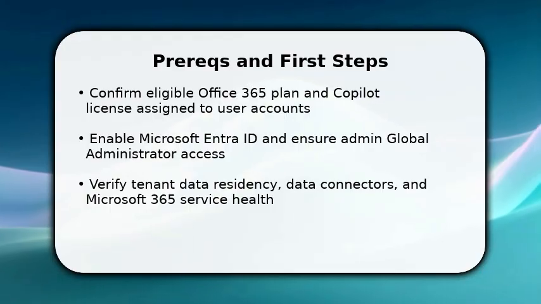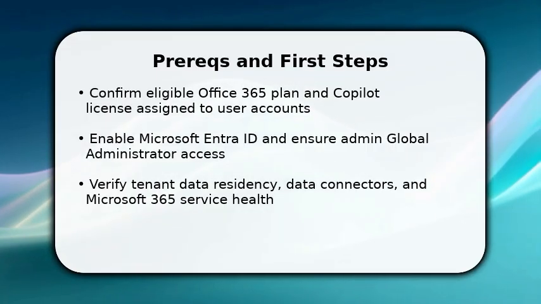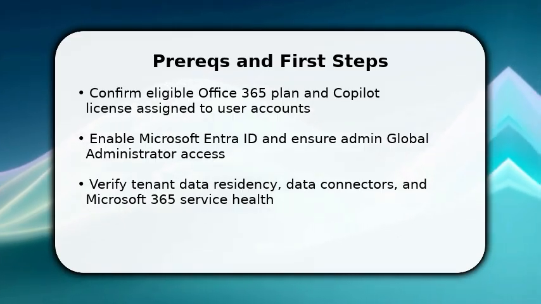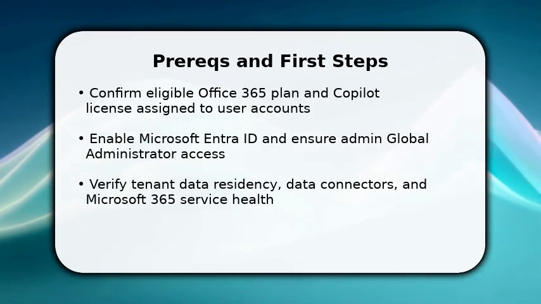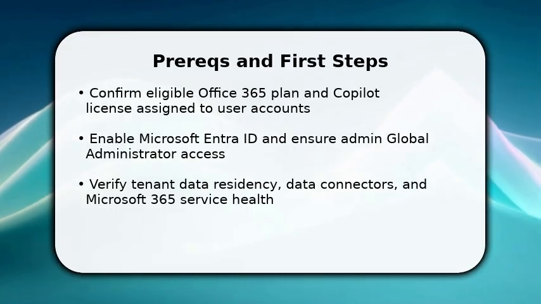You start by confirming prerequisites. Make sure your Office 365 plan supports Copilot and licenses are ready. Sign in as a global administrator to Microsoft Entra ID because this is required to toggle tenant-wide features. Once done, check tenant data residency and any required data connectors.